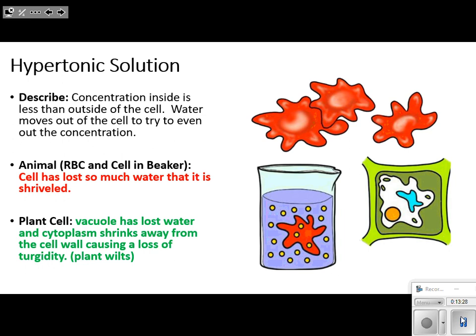So we have the three different types of solutions: a hypertonic solution, a hypotonic solution, and an isotonic solution.